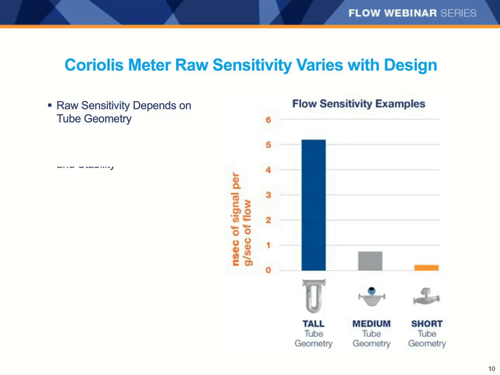Signal-to-noise ratio of any Coriolis meter will depend on two things. First and foremost, the signal-to-noise ratio will be higher when the raw sensitivity is higher. The stability of the meter signal when the meter is at zero flow will also impact the signal-to-noise ratio. When the stability is better, the noise is lower, and the ratio of signal-to-noise will again see an increase.